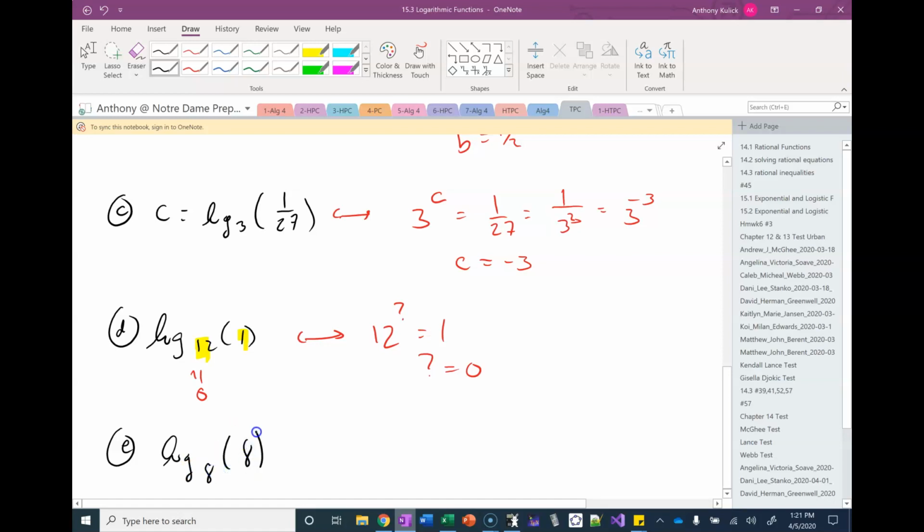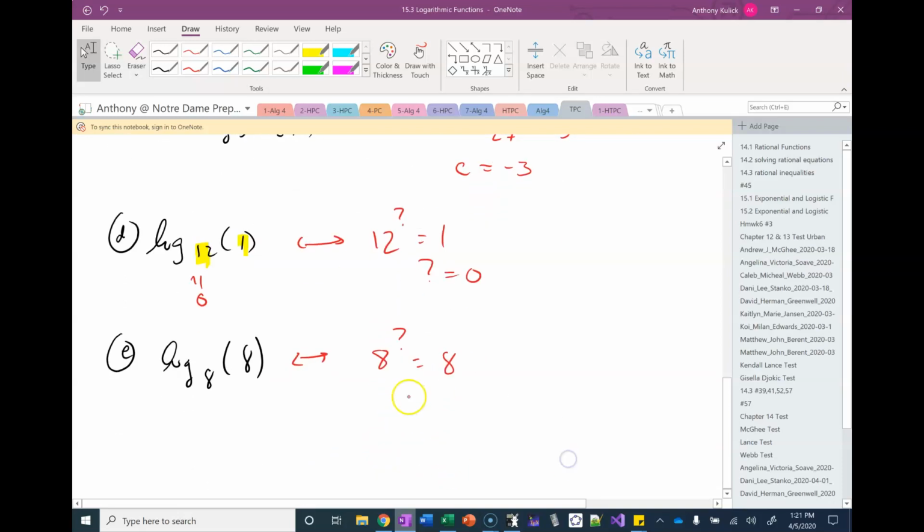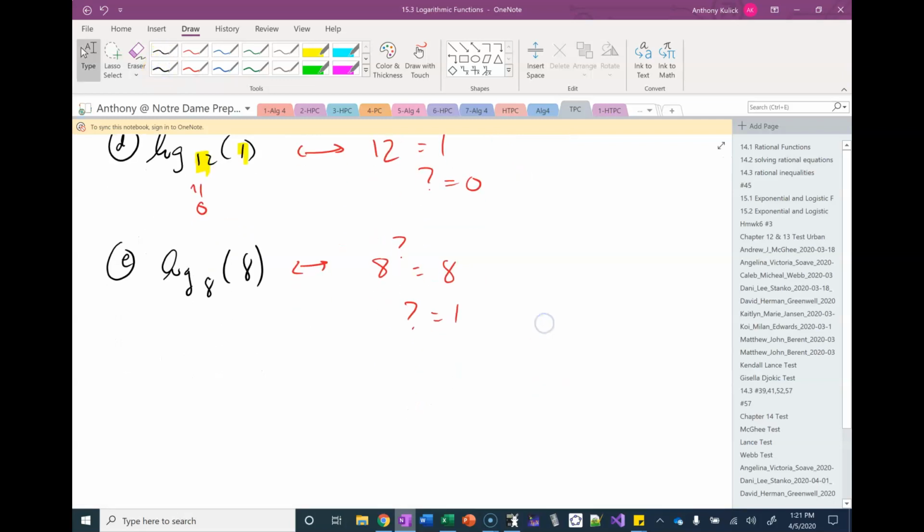And what if we have log base 8 of 8? Well, what power of 8 gives us 8? That's silly. It's always just going to be 1. So that should help refresh our memory a little bit about how we use logarithms to evaluate things. Let's look at some more basic properties.